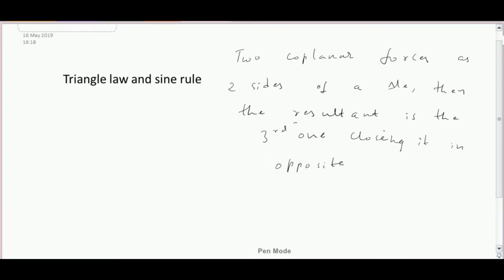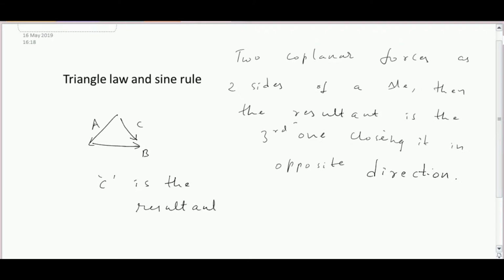Let's understand from it. A is the first force, which is one of the sides of the triangle, and B is the continuation. A and B are the two forces which are acting as the sides of the triangle and they are in the same direction. But C is the force which is acting in the opposite direction and is closing the triangle. Hence, C is the resultant here. I hope you have understood.